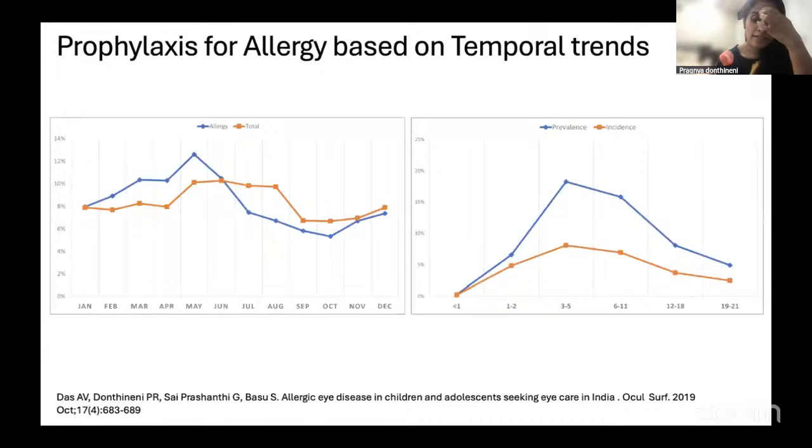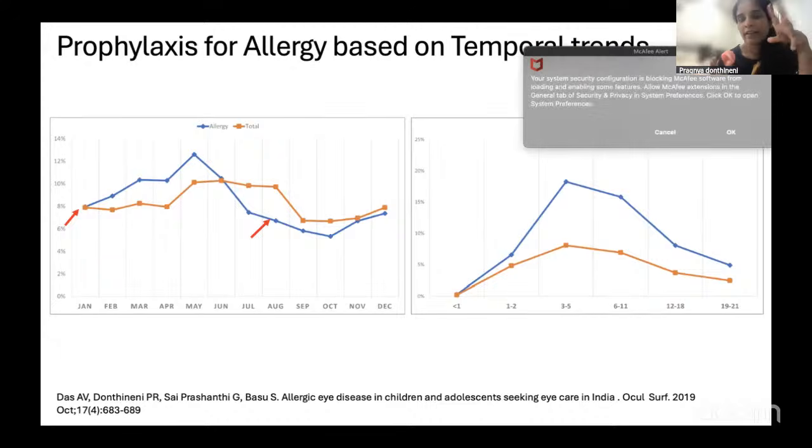And again, in the same study that I mentioned previously, we found a very interesting trend over the temporal appearance of these cases. As you can see, the majority of the patients who presented to us with allergy were in the first half of the year, mostly with cases rising towards the end of December up until the end of monsoon.